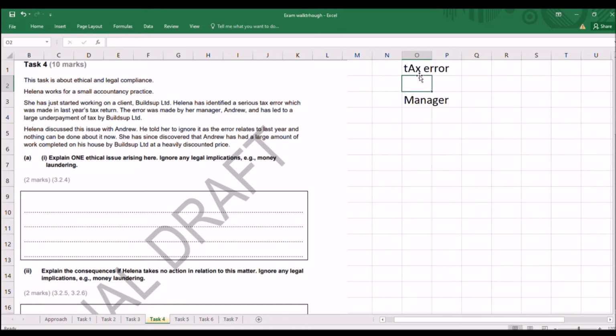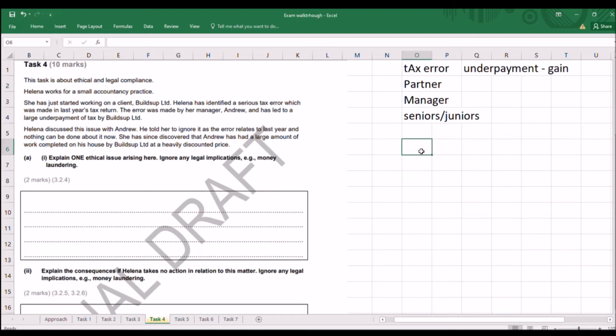So in a firm we'd have a partner, a manager, and then seniors, juniors. We're in practice here. It's made a large underpayment of tax. Alright, for underpayment on this, there's a gain here. And it would be a criminal gain if we're just going to keep it. Helena's discussed this with Andrew, who told her to ignore it. Alright, okay, that's not good. There's nothing can be done about it now because it was last year. She's since discovered that Andrew has a large amount of work completed on his house by Builds Up. Okay, right. Explain one ethical issue.